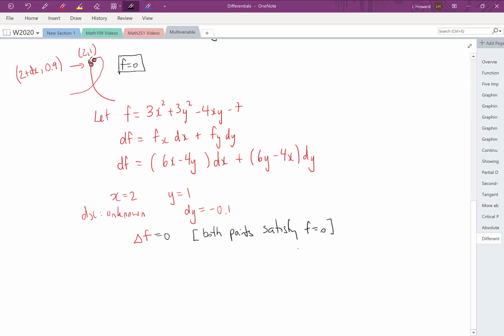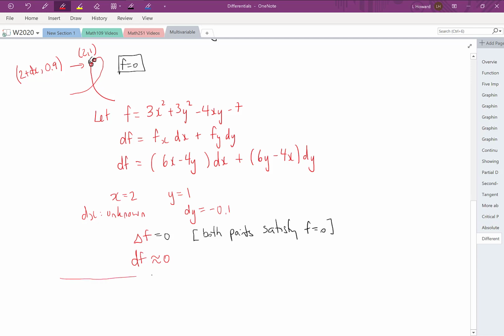So any point on the curve has f equals 0, any point not on the curve has f something different to 0. So as we move from one point to the other, change in f is 0. Okay, and then because df is approximately equal to delta f, we can say df is then approximately equal to 0, provided that dx and dy are small. And we're saying in this problem, yeah, these 2 points are close to one another, so we're free to use this approximation. And the smaller the dx and the dy are, the better this approximation is going to be.